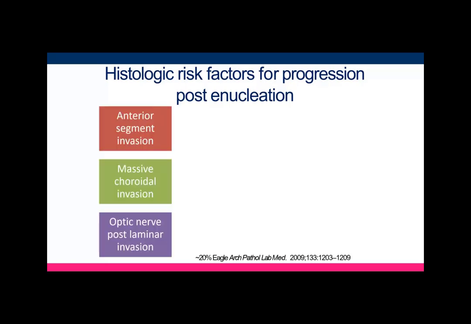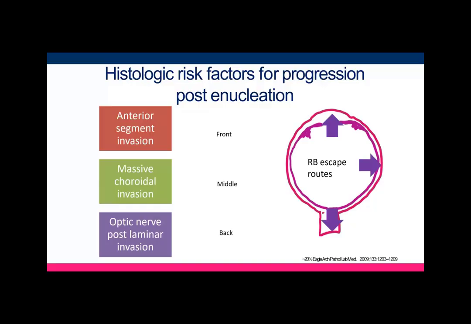There are three main things to remember, but how to remember them? If you think about it like retinoblastoma escape routes, this concept is a visual mnemonic. Retinoblastoma can escape out the front, which is anterior segment invasion. It can escape out the middle, which is massive choroidal invasion, or it can escape out the back, which is optic nerve postlaminar invasion. So when your report has one or more of these high risk factors, then additional therapy will be required.